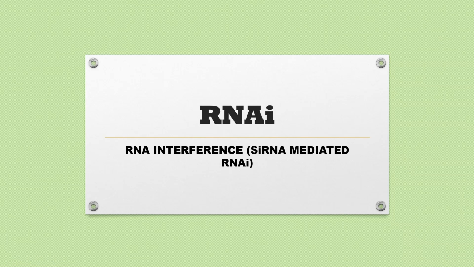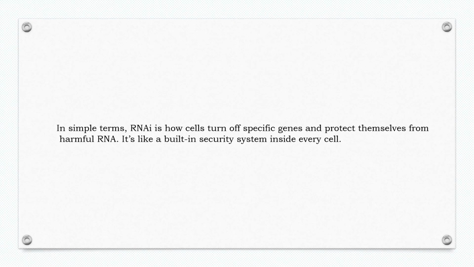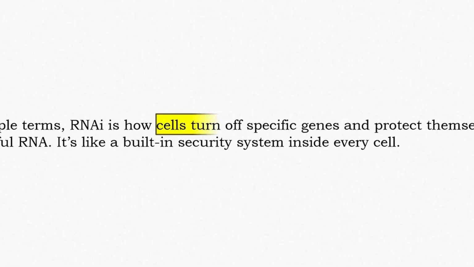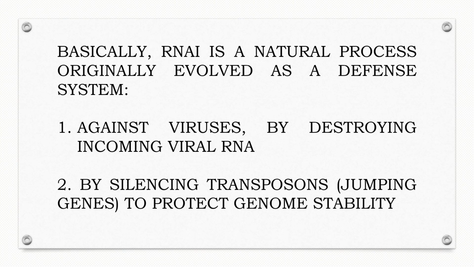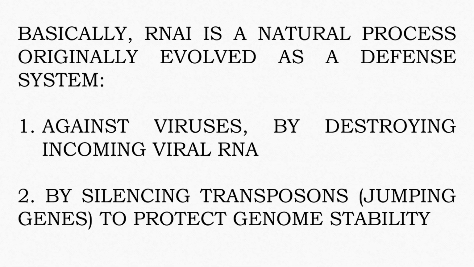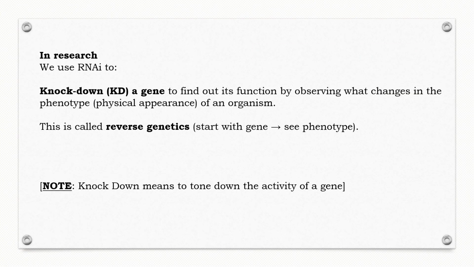RNAi, or RNA interference. Now, this RNAi is actually the cell's built-in immune system. This is the process where cells make small RNA molecules that will turn off specific genes or your targeted mRNA. RNAi works by recognizing unwanted RNA molecules and shutting them down before they can create any damage. This is used to defend against viruses and transposons. So you can see that RNAi is a natural process which originally evolved as a defense system.